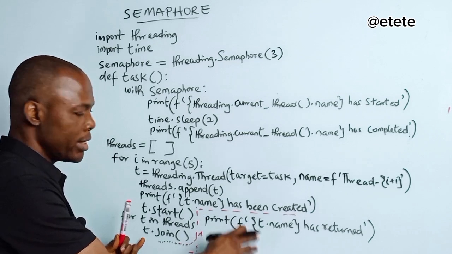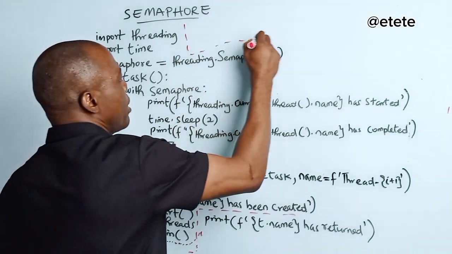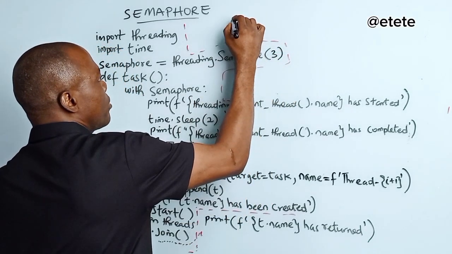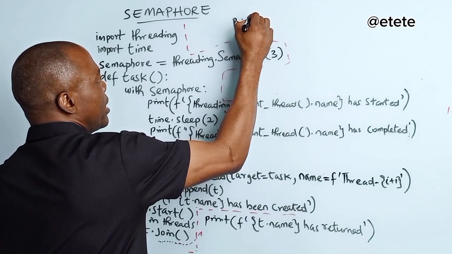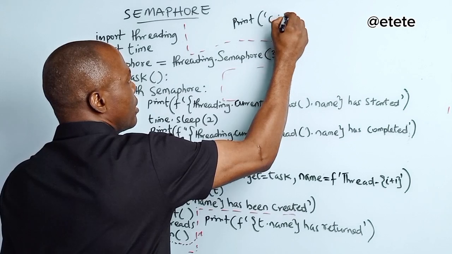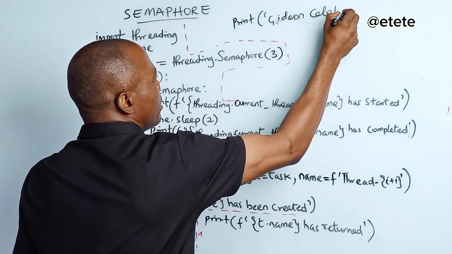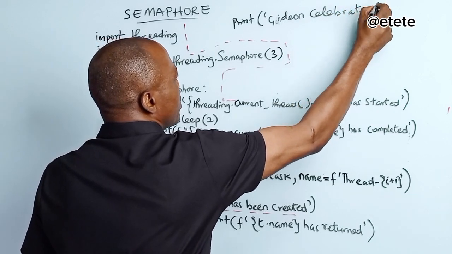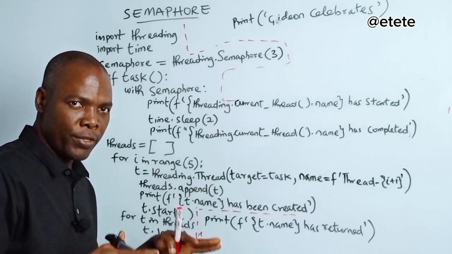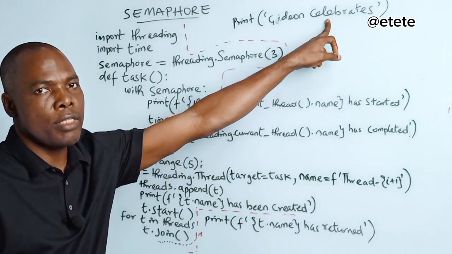Once everything is completed, then Gideon can now come here. You can now print out. This is the final thing that should be printed out on the screen. Print Gideon celebrate. Just print this out. So it means Gideon has waited. The soldiers have finished fighting. They've won and they've all come back to camp. Then you can now print out Gideon celebrate.